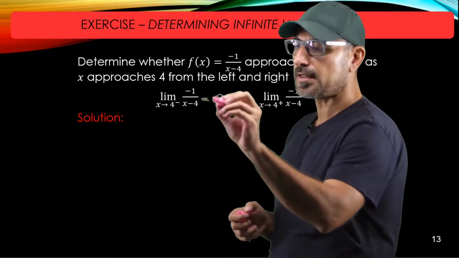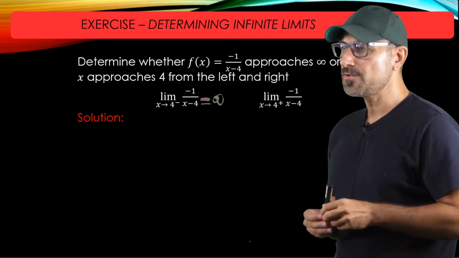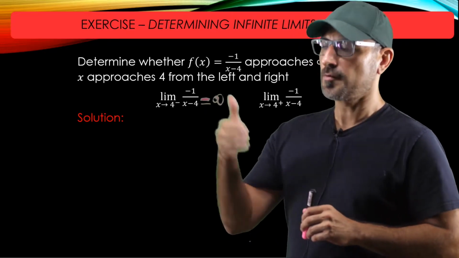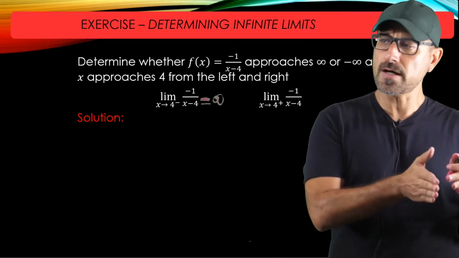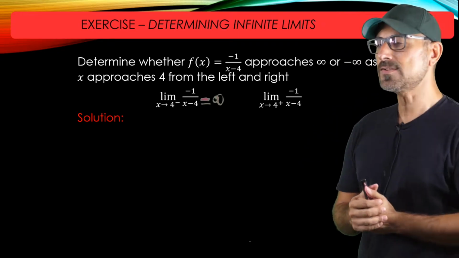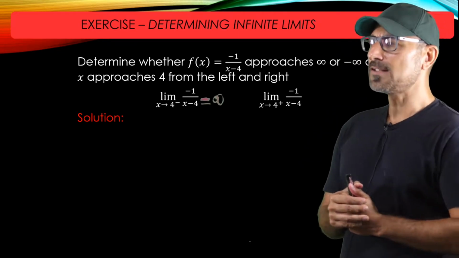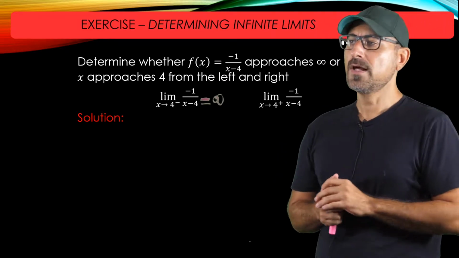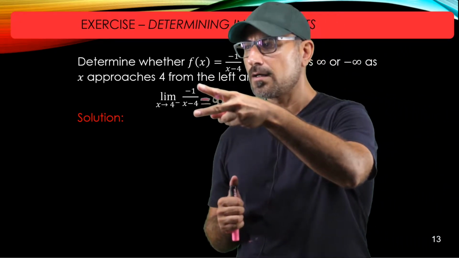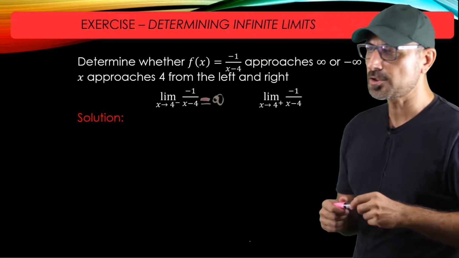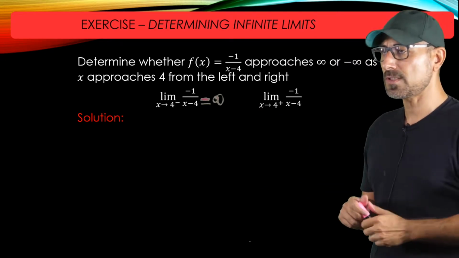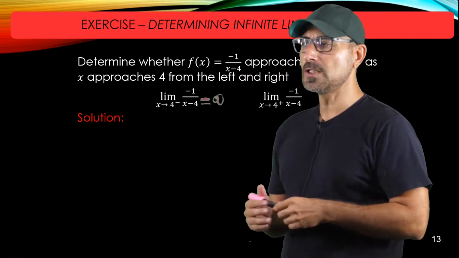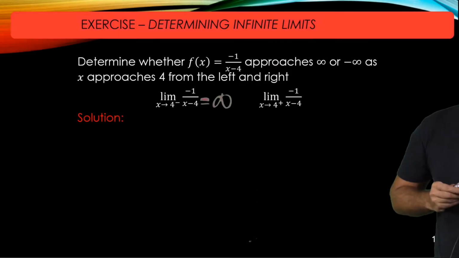If you want, you can make a table of values. You can choose your x's to be like 3.9, 3.99, 3.999, and you can just keep adding 9s. I think you can see the pattern that every time you add one 9 to the 3.999, the value of this ratio gets bigger and bigger. Eventually, it increases without a bound. So we conclude that the limit is infinity.